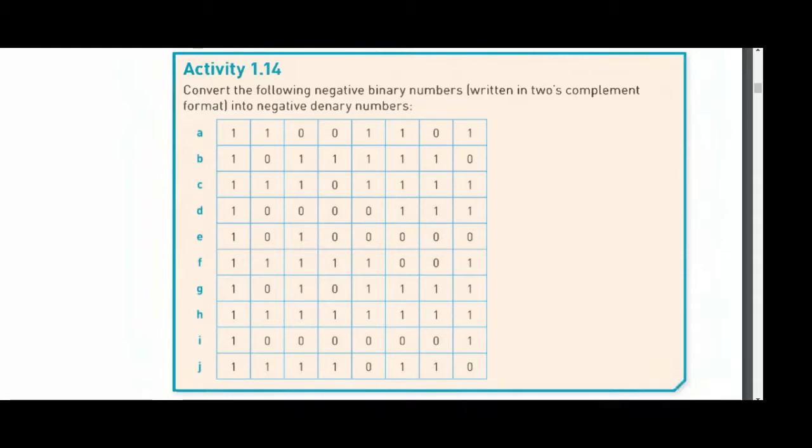Today I am going to do activity 1.14. In this activity you are supposed to convert negative binary numbers into their decimal equivalent. For this purpose we will write these numbers in the 2's complement register and will add all the values up. Now let me solve part J of this exercise.